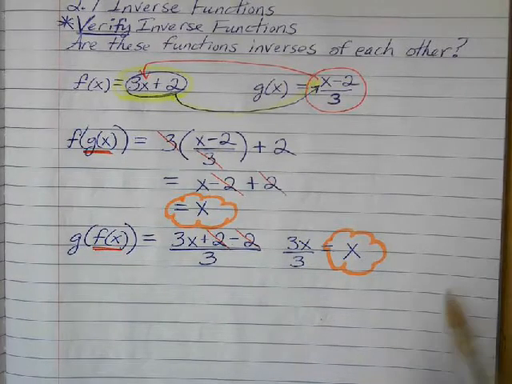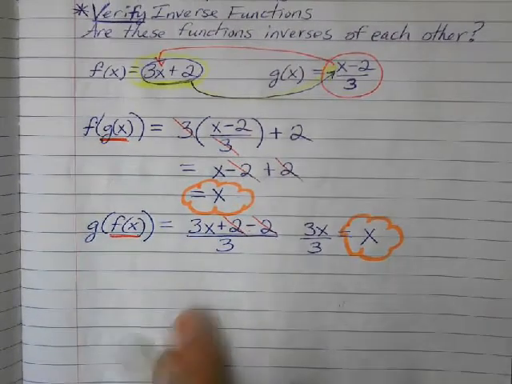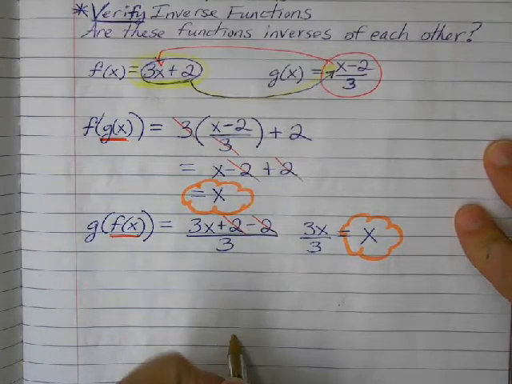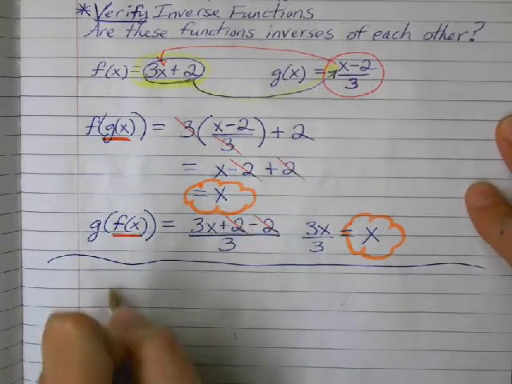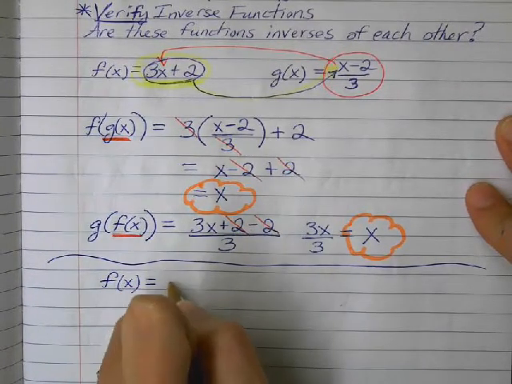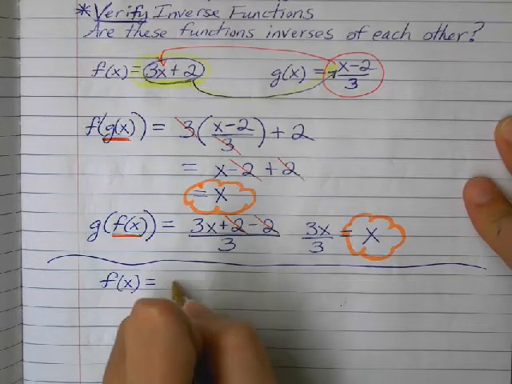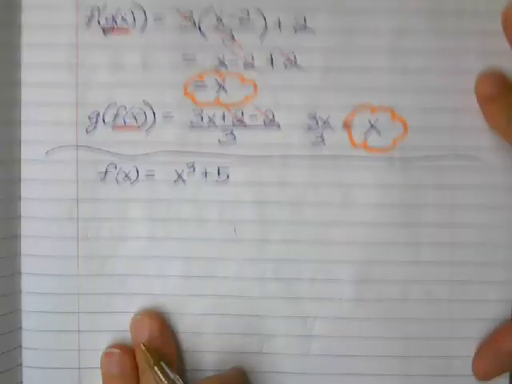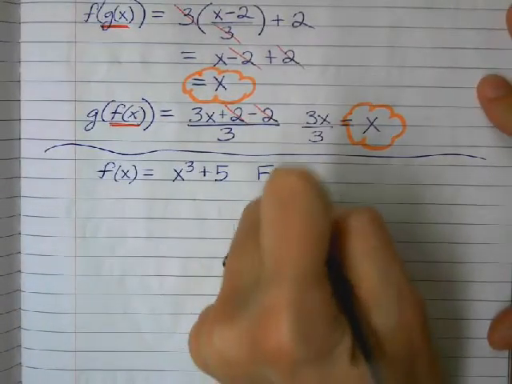Another way you can tell: sometimes they don't give you both problems. Sometimes they just give you one problem and say find the inverse. So let's do a new problem. f of x equals x to the third plus 5. See, I didn't give you a second problem. This time I just give you one problem and I say find the inverse.